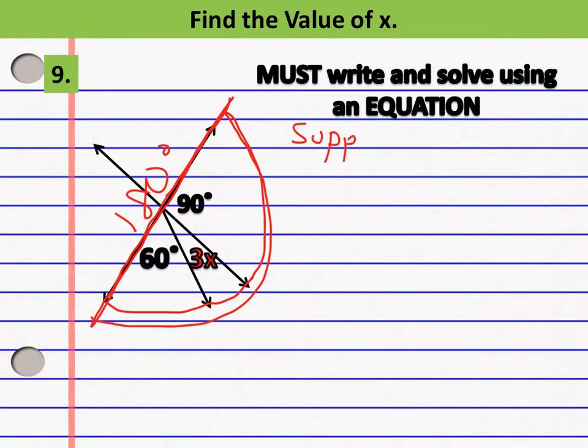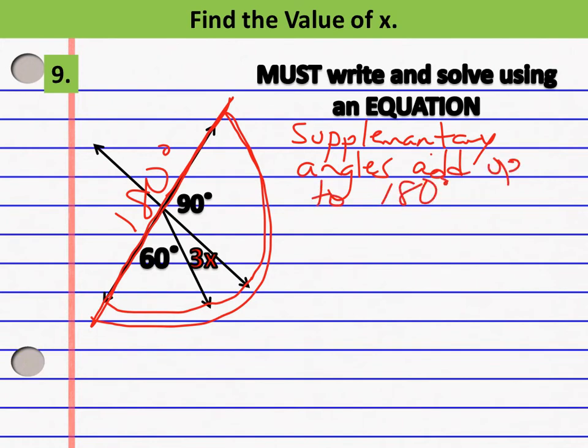supplementary angles that add up to 180 degrees. So let's write the equation: 3x plus the 90 plus the 60, those three add up to 180. And now we just solve.